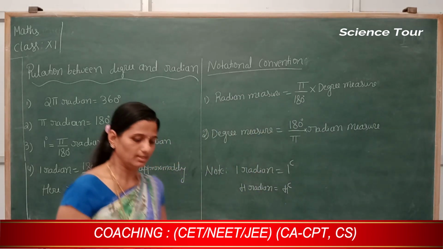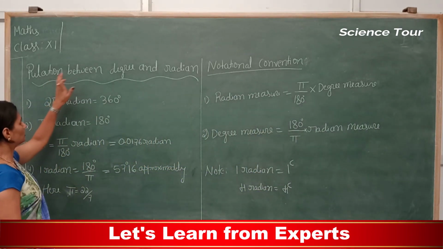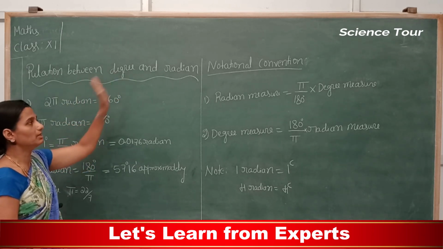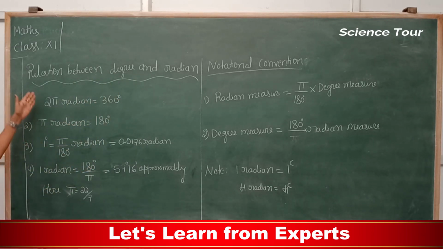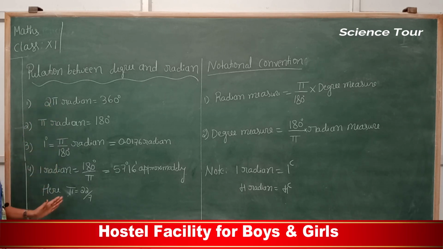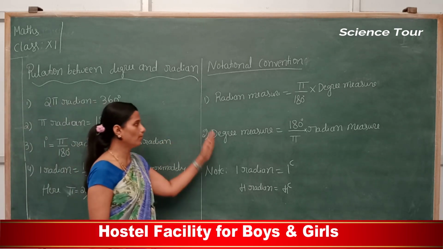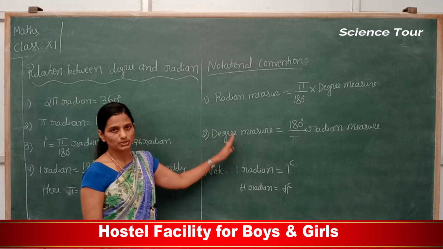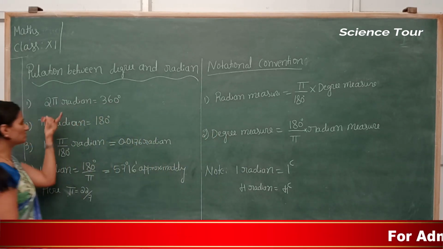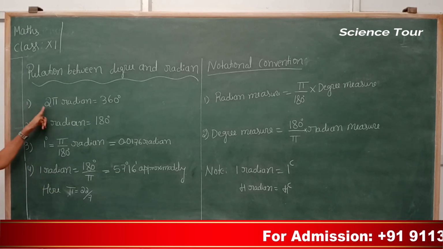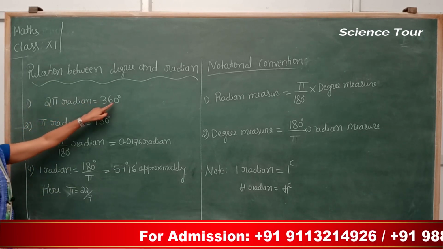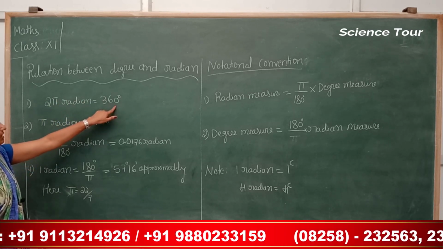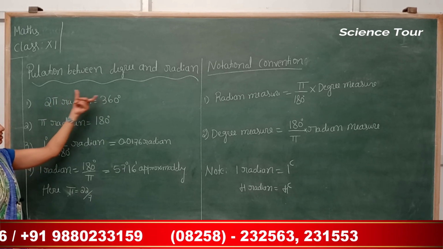Now next we will see the relation between degree and radian measurement. What is the relation between degree and radian? These points are not much important by themselves, but they are very important for solving questions, and important problems are based on this. That is for 2 marks. So first concentrate on this: 2 pi radian is equal to 360 degree.